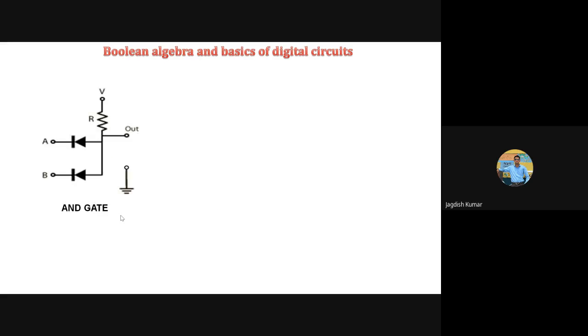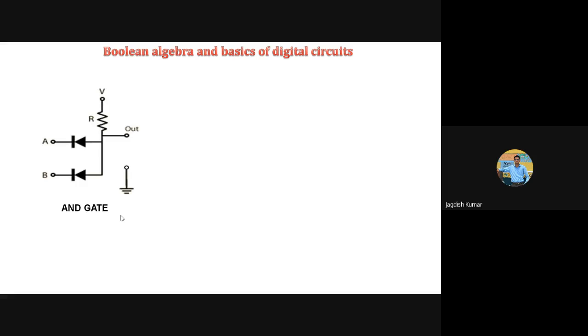There is one small component in your syllabus, that is how we can design various gates using transistors and diodes. We already discussed how transistors can be used to design these basic gates. Now let us discuss how diodes can be used to design the basic gates. So this is the first simple circuit, which is designing the AND gate with the help of diodes.